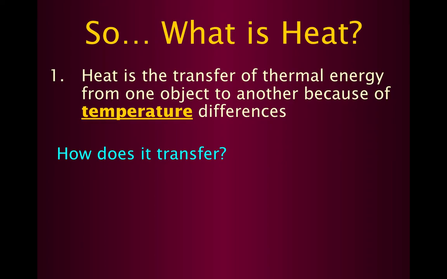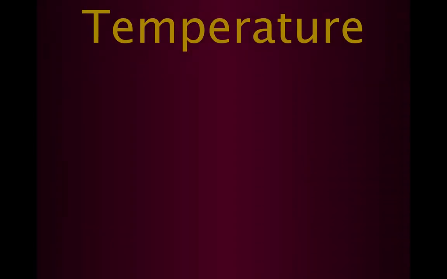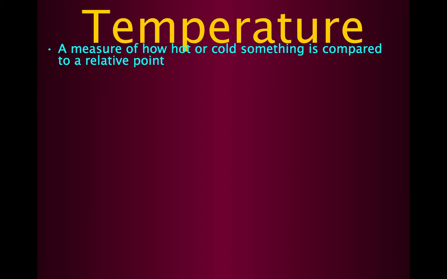So how does this heat transfer? It's going to go from warmer or hotter things to cooler or colder things. So from hot to cold. That's the way heat is going to flow. When we talk about temperature, we're talking about a measure of how hot or cold it is compared to a point, some sort of relevant reference point.